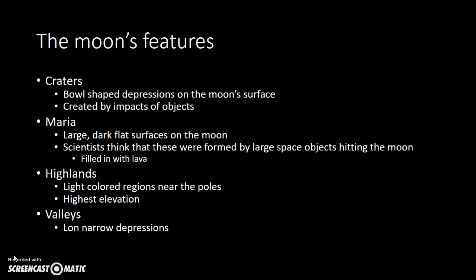They actually look black. So 2 features that are very similar to Earth are highlands and valleys. And the highlands are basically what look like the light-colored regions near the poles of the moon. They have the highest elevation. They're basically mountains. And they seem to have more craters than other spots on the moon, mostly because they're easier to hit because they're mountains. And then we have valleys, which are basically narrow depressions that are much like the valleys on Earth.